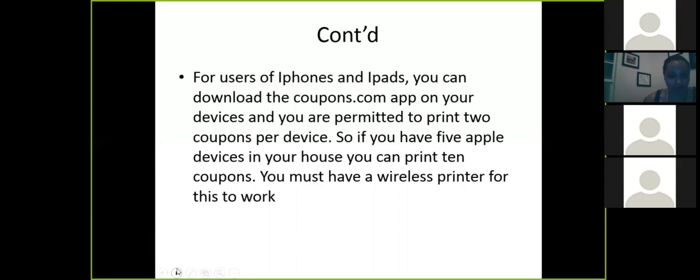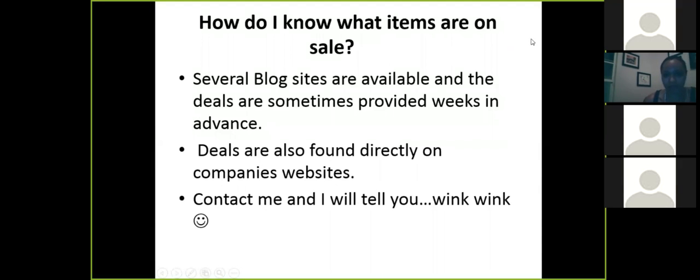Okay. So how do I know what items are on sale? I visit all these blog sites. I'm on the computer constantly going through deals. Sometimes they're like the Walgreens ad, and sometimes they're provided weeks in advance. I can look at the ad weeks in advance and order my coupons weeks in advance. So I am prepared for the next week and the week ahead.